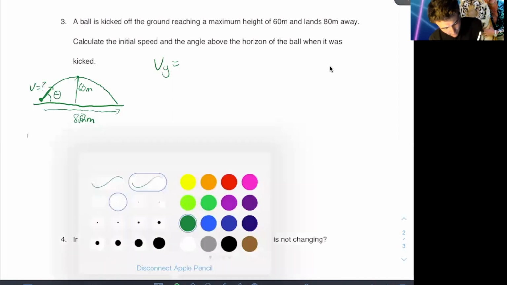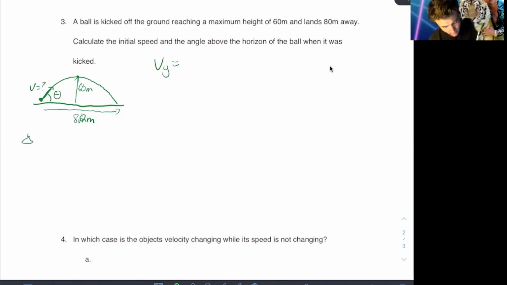Let's do the vectors now. Let's say this is the y direction, it is 60, 60 meters. The acceleration, we know, is always in the y direction, negative 9.8 meters per second squared.